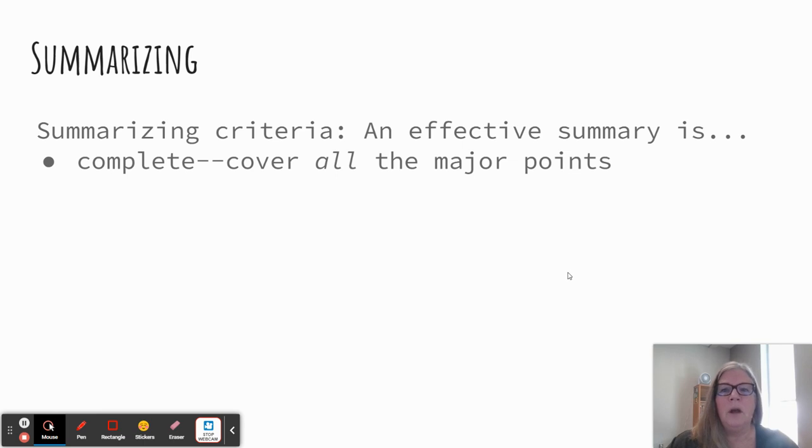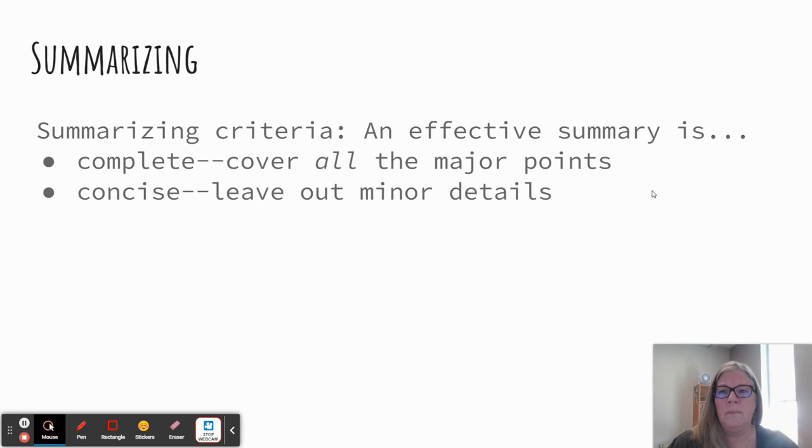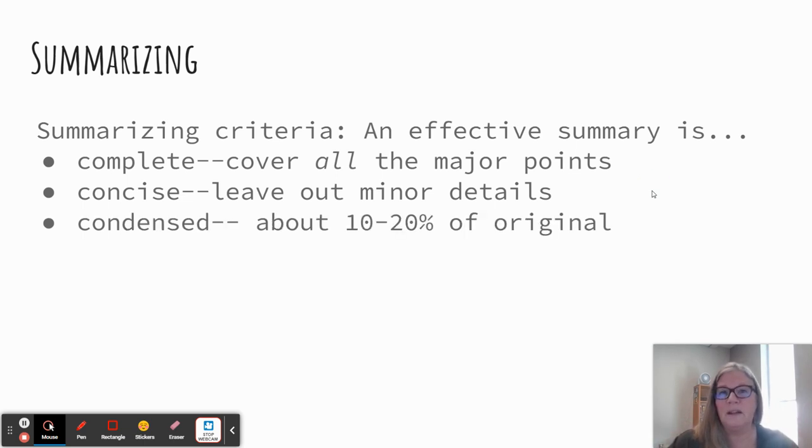An effective summary covers all the major points in the article. Sometimes when people summarize, they focus too much on the beginning of the article and they kind of fizzle out at the end. Make sure you're being consistent, summarizing all the major points throughout the article. But you want to leave out the minor details. That's how we get that condensed version: you're avoiding specific quotes, specific examples, numbers and names. Those minor details will be swept to the side, and you're going to focus on the big picture. As I said, it's a condensed version. A good rule of thumb is that a summary is about 10 to 20% of the original article.